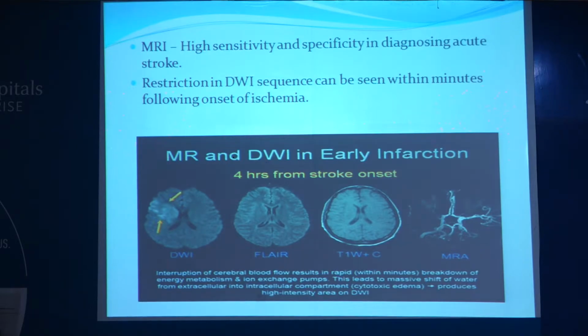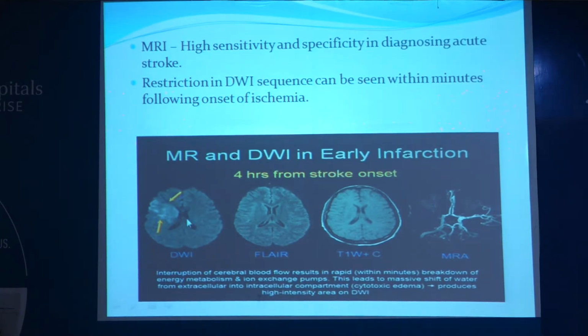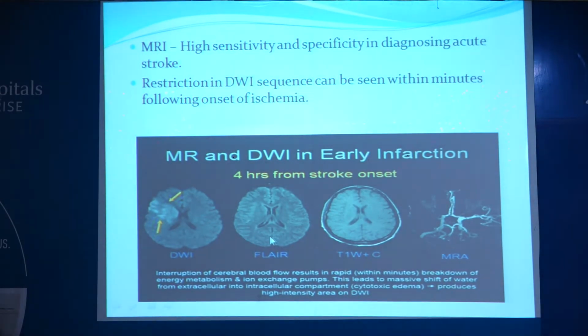And of course, MRI is highly specific and sensitive in detecting an infarct. Diffusion study is the most sensitive method of diagnosing an acute stroke. We see there is restriction. So this is a diffusion weighted imaging. This is the FLAIR sequence. On FLAIR there are very subtle changes like some gyral edema, but on diffusion we can see the bright signal, that is the restriction.